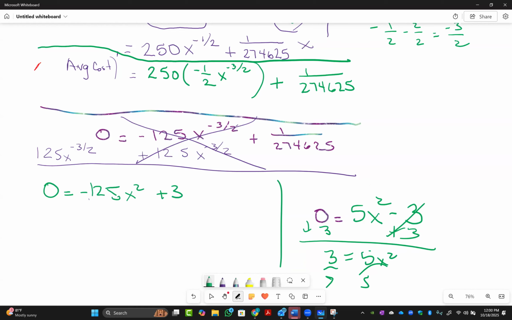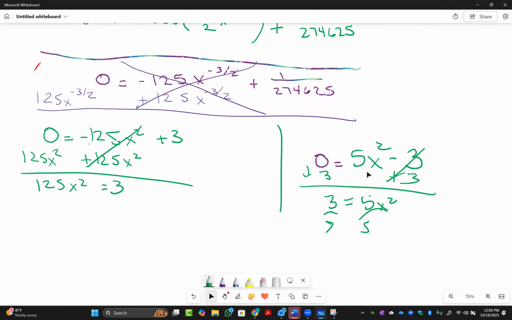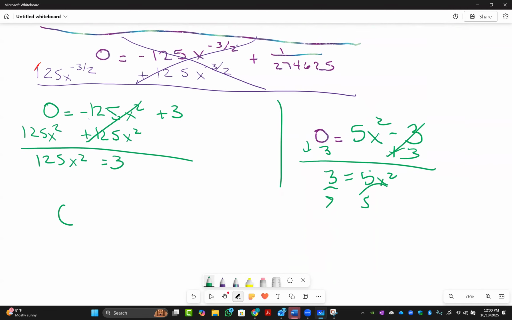Wait, wait, Lauren, listen. I'm going to add 125 x squared to both sides, right? And then this cancels, doesn't it? I'm just going to keep going. Wait, what am I doing now?